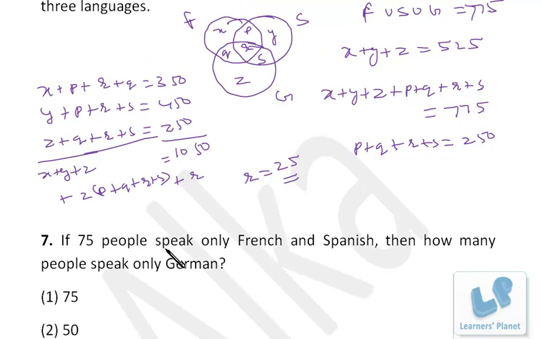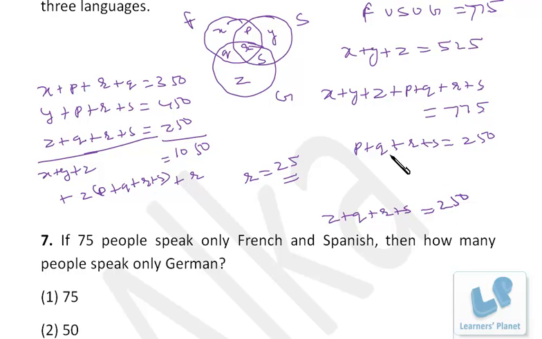Now, if 75 people speak only French and Spanish, then how many people speak only German? Now, only French and Spanish, that means P, right? Now, from this equation, P plus Q plus R plus S is 250, right? And the entire German circle is Z plus Q plus R plus S. Okay, and Z plus Q plus R plus S is 250, right?